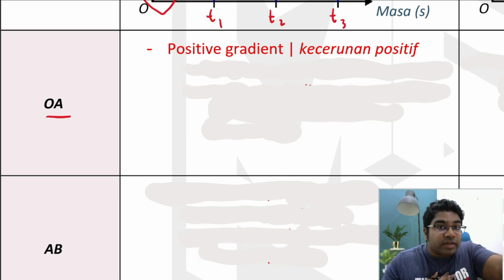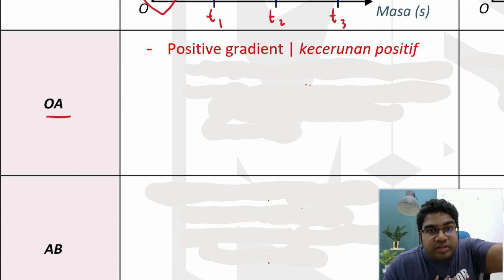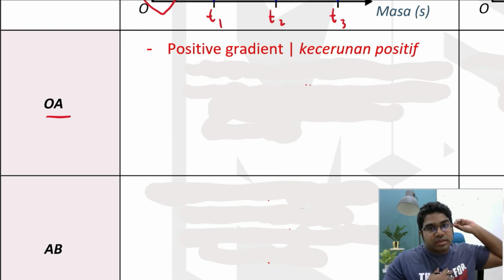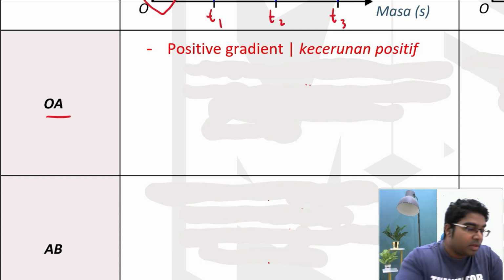Kalau kelajuan negatif, if the speed is negative, that means dia balik dari destinasi, dia balik ke tempat asal. That means it's going back from the destination back to the original place. That is what negative gradient means in mathematics. Ini lain sedikit daripada physics ya. So jangan keliru. It's a bit different from physics. Please don't get confused. Alright.